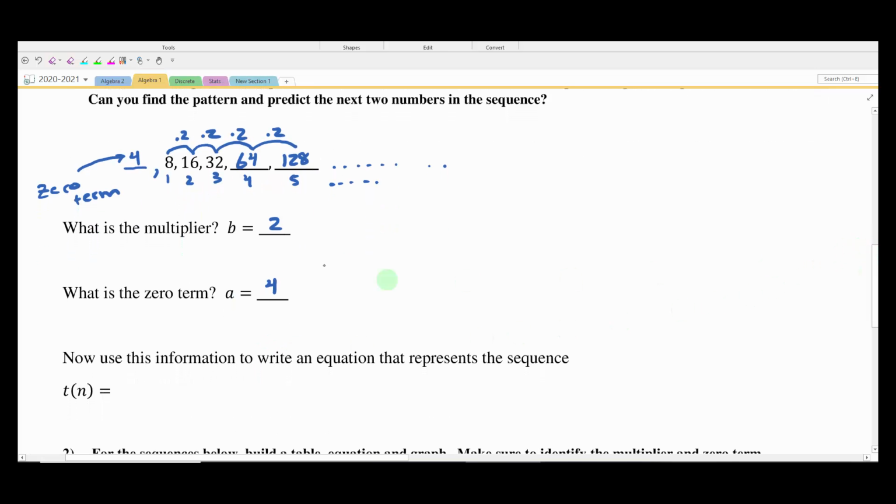We can use this information to help us write an equation that represents this sequence. Any geometric sequence takes on this form, and we represent it with t of n. It's just like f of x, but when we talk about sequences, we use t of n, and it indicates that we have a sequence, a list of numbers. It's written in this form: a times b to the n power, where a is the zero term and b is our multiplier.